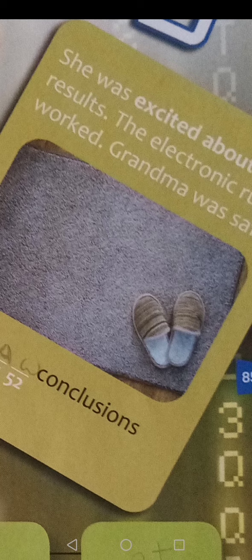We draw conclusions. This is the process that we do when we do a research.